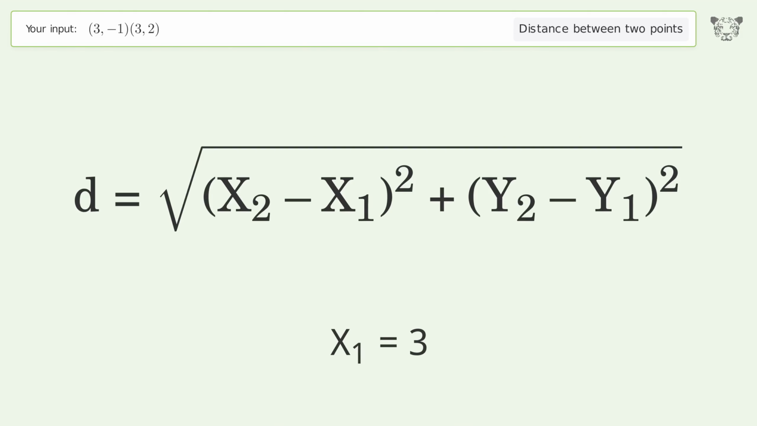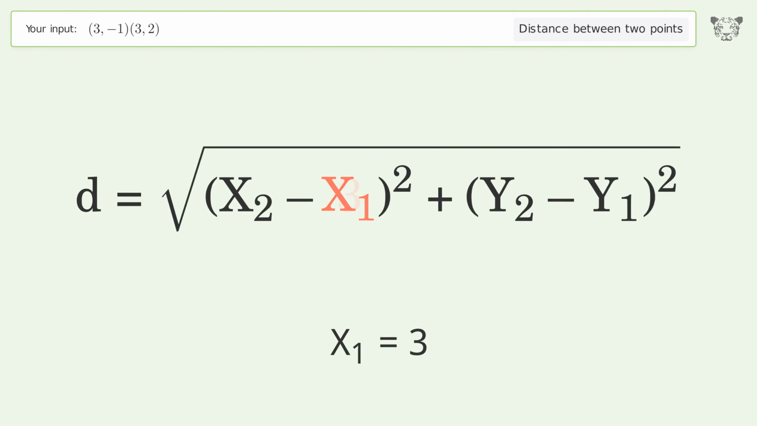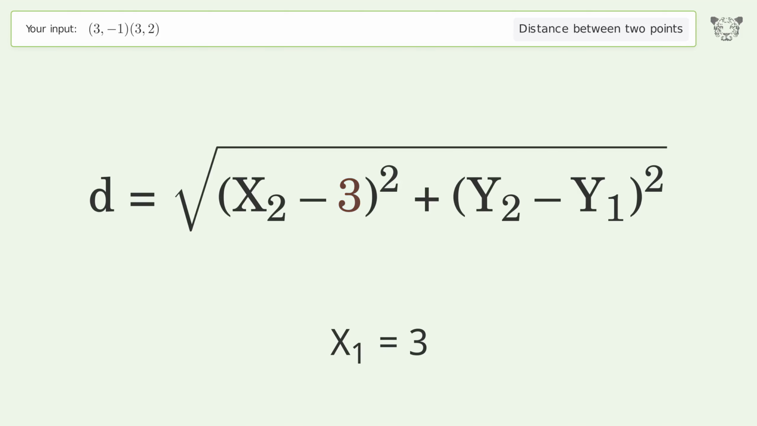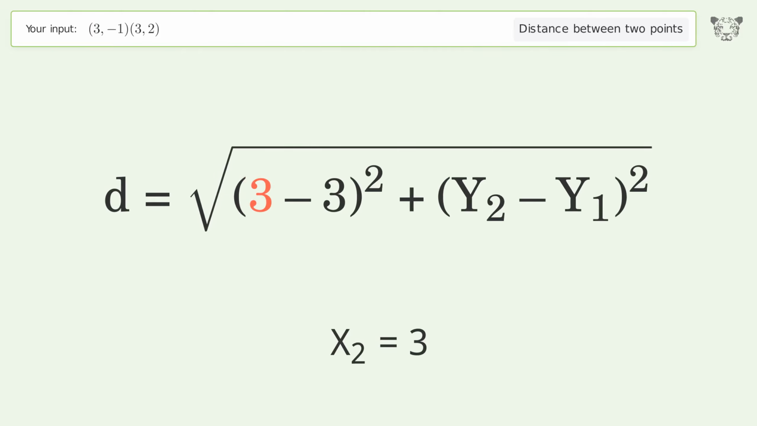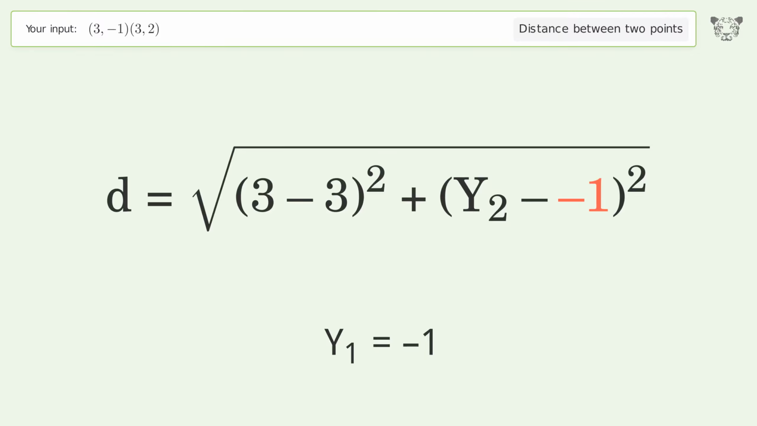x1 equals 3. x2 equals 3. y1 equals -1. y2 equals 2.